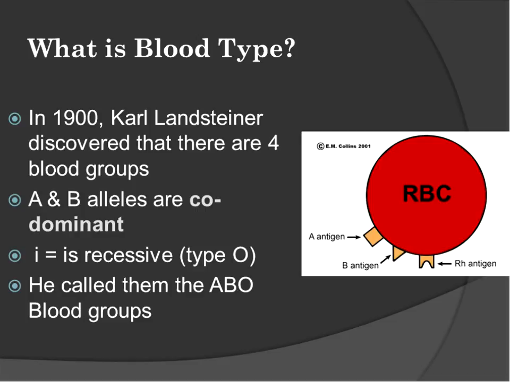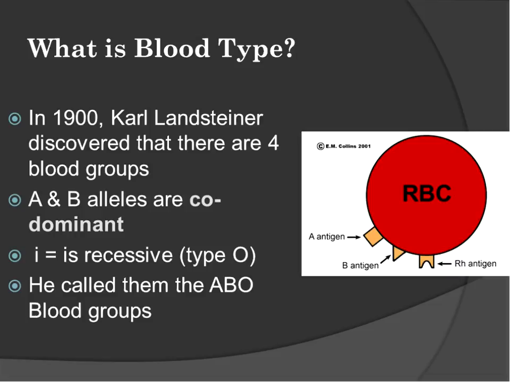So what is blood type? Well, in 1900, Carl Landsteiner discovered that there are 4 blood groups. He discovered that these blood groups were controlled by 3 different genes or alleles, 2 of which were co-dominant, which meant that they can both show up together, A and B.